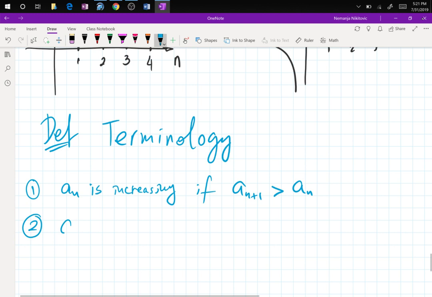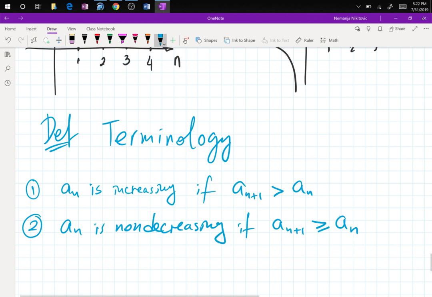And now here comes the confusing part. AN is non-decreasing if AN plus 1 is larger or equal than AN. Negative language on this one. Non-decreasing. Well, it's a very clever way of saying that it is increasing and constant at the same time. You see the top one, number 1, the number coming up next absolutely must be larger than the previous term. The number 2 allows possibility for you to have the same value.